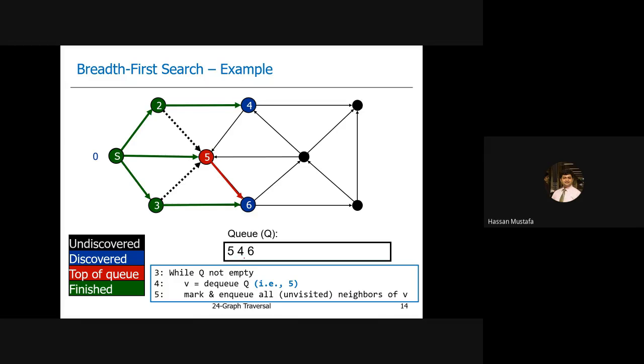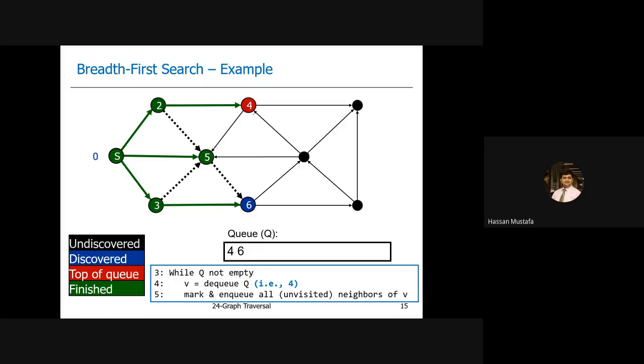Okay, so now, in fact, 6 was already in the queue, right? After processing this 3, I inserted 6. So the neighbor of 5, that is 6, should not be inserted again. It's already discovered, it will not be queued. Instead, I would remove 5 from the queue, and now 4 is at the front.